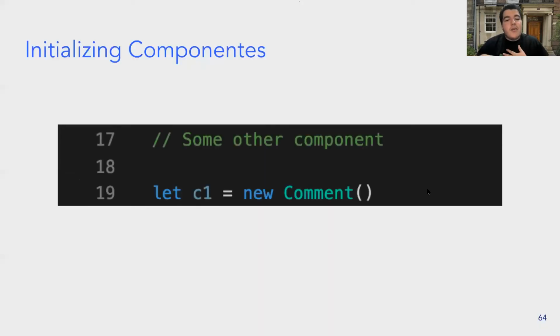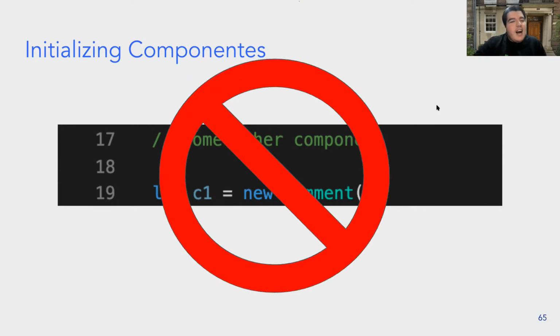Normally in Python, you would do c1 is equal to new Comment, or in Java, you might do Comment c1 equals new Comment. That's actually not how we initialize React components. In fact, pretty much no one does that for React development. It might still work, but I would avoid it because that's just not the way that you declare them. So this is a big no-no.